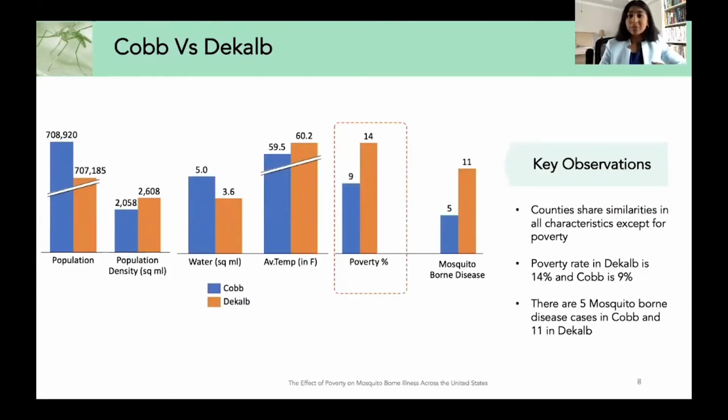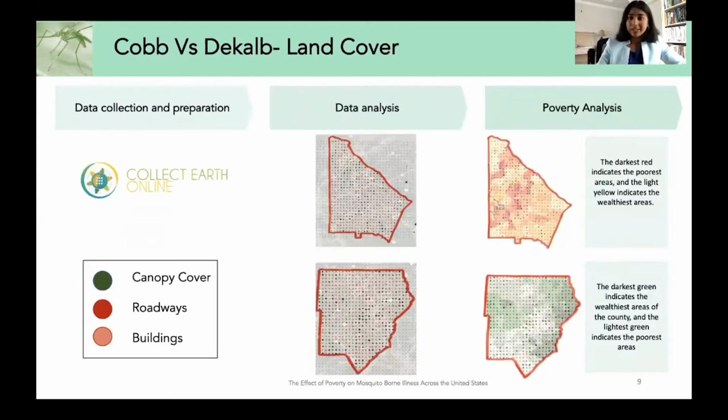On a further analysis between Cobb and DeKalb counties in Georgia, it was found that their major difference was their poverty rates. And the other difference was that Cobb had 5 cases of mosquito-borne diseases over the past 5 years, and DeKalb reported 11. And to further analyze these 2 counties, I mapped out the land cover elements using satellite data from Collect Earth Online and tried to understand the distribution.